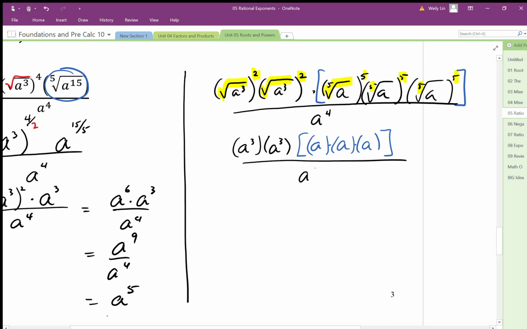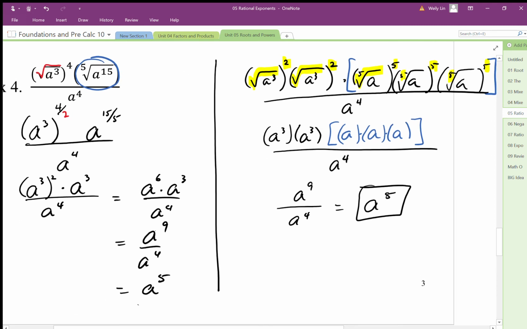And finally, a to the power 4 on bottom. So if I count this all up, 6, 7, 8, 9. There's my a to the power 9 on top. A to the power 4. 4 times cancels with 4 divides. So I'm left with a to the power 5.